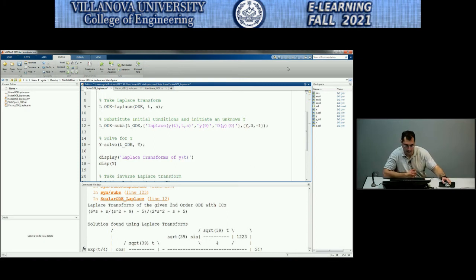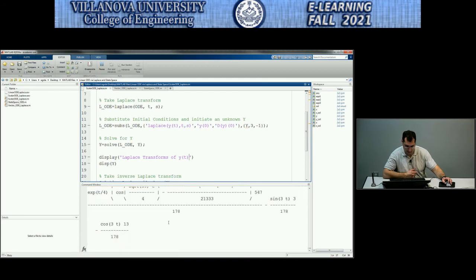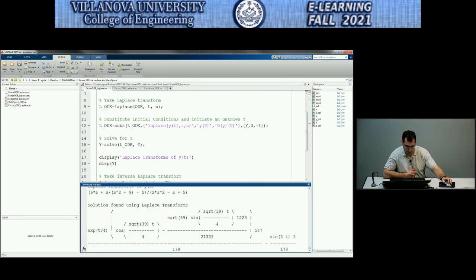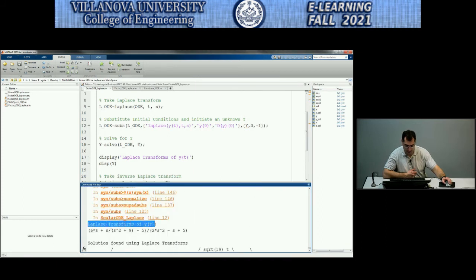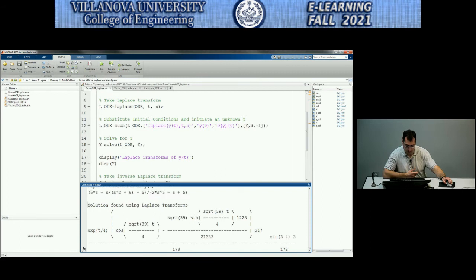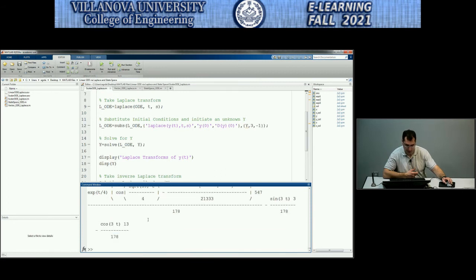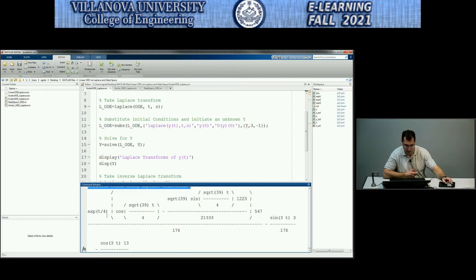Okay, so let me rerun this just so that you have everything clean and nice. So the Laplace transform of y of t is given as such, and then you take the inverse Laplace transform, which is going to give you the solution of that equation. That's going to look something like this. So MATLAB will give it to you in this fashion.